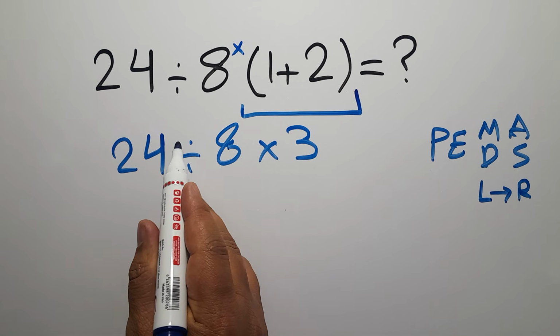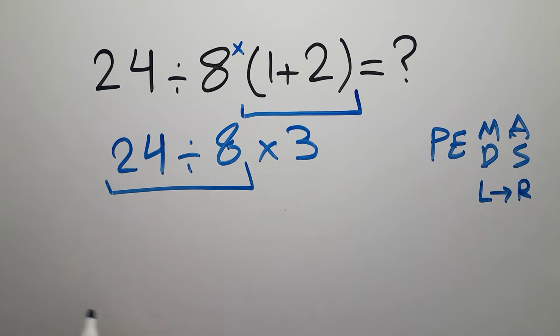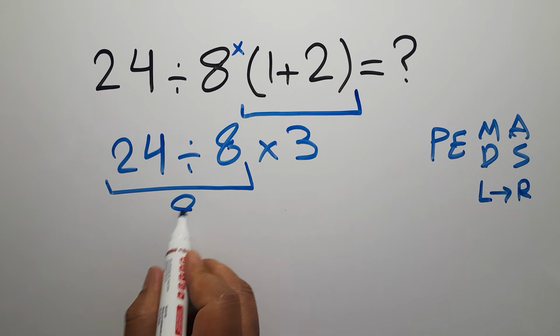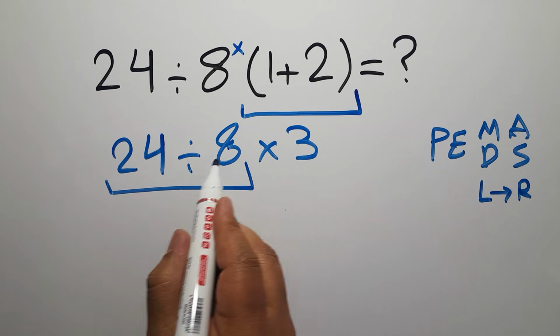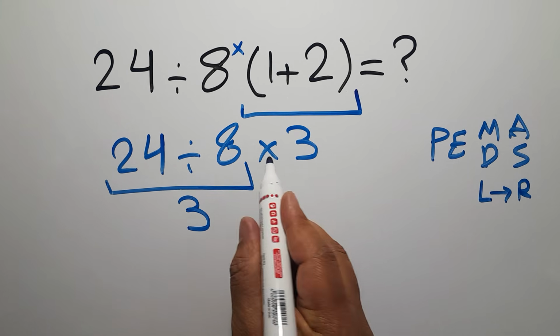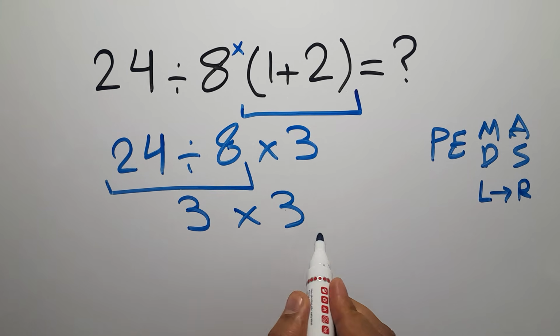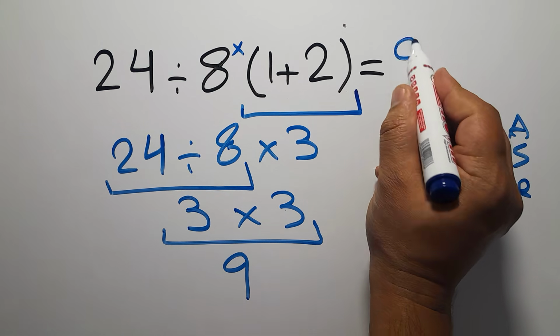So first, this division, 24 divided by 8, which equals just 3. 24 divided by 8 gives us 3. So 3 times 3, which equals 9. That means our final answer to this problem is just 9. The correct answer is 9.